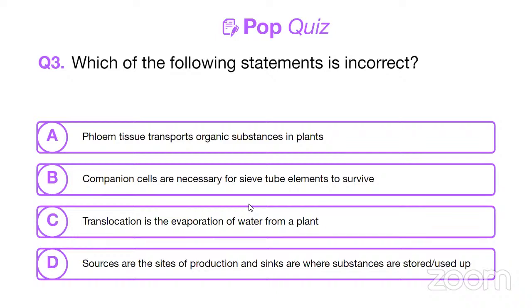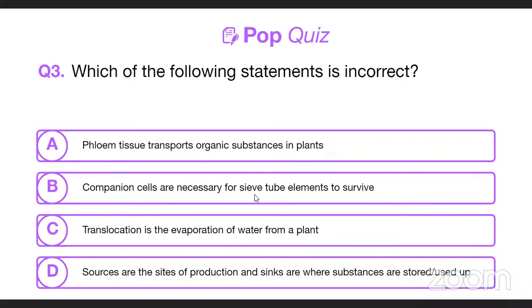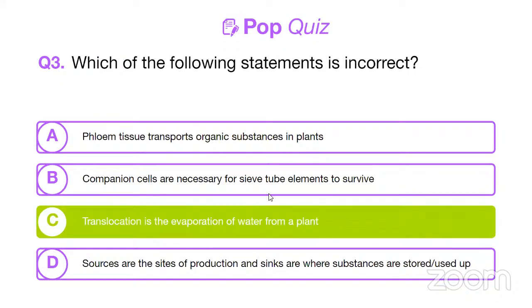Which of the following statements is incorrect? Let's give you guys a go. Again, put it in the chat. Yeah. Again, we're saying that translocation is the evaporation of water from a plant. No, transpiration is the evaporation of water from a plant. Translocation is the movement of solutes and organic substances from one part of a plant to another part of a plant.